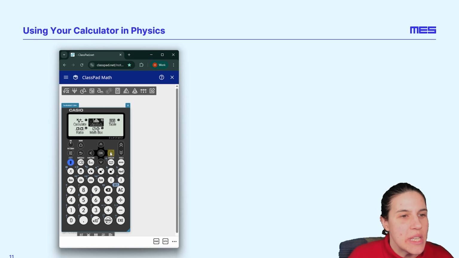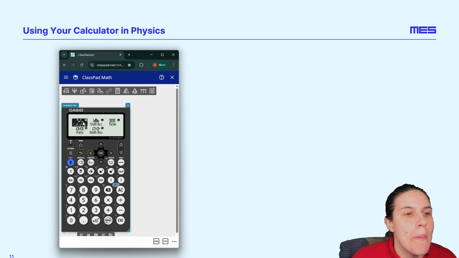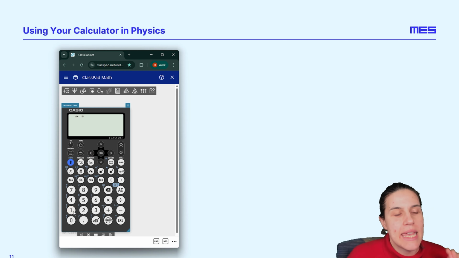And you can select all these different modes, but for physics we want number one, calculate. So you can either just put the grey box over that one and press OK, or you can press the number one on the keypad. Both of them will take you to this screen. So this is the screen where you want to start.